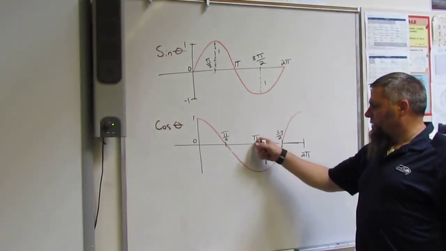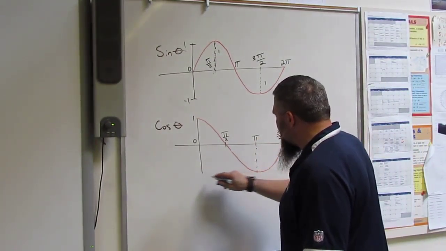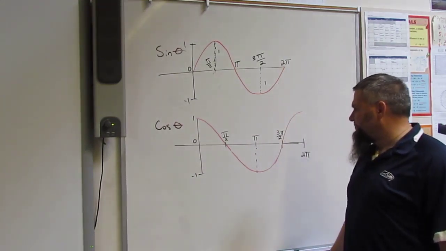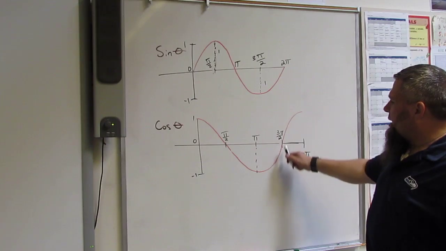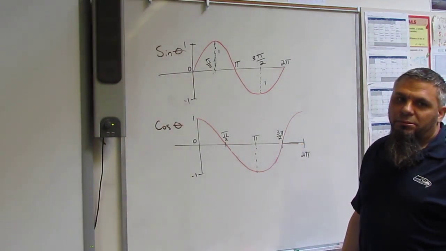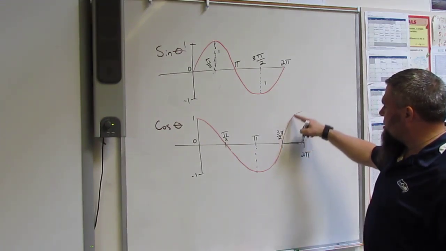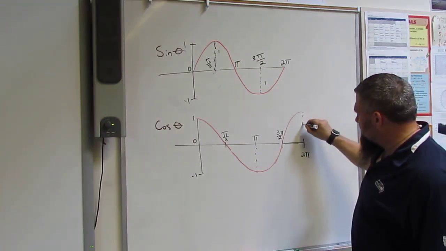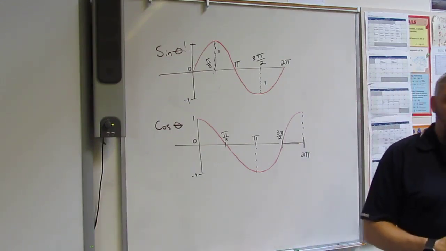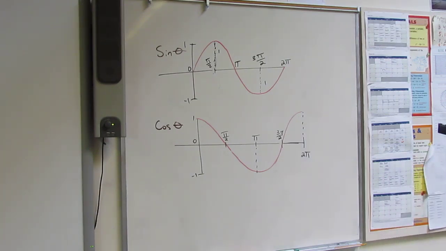And then when you get to pi, now you're back to the 1. The altitude is 1. And then at 3 pi over 2, we're back to 0, and then we come back to 1 at 2 pi. Okay? And that's cosine, that's the graphs of cosine and sine.